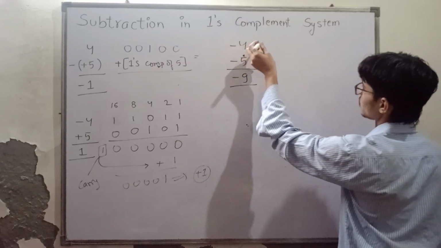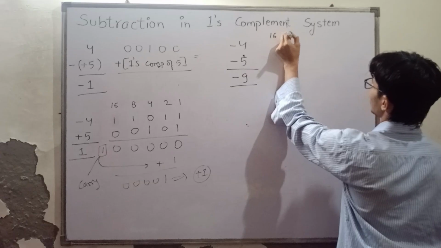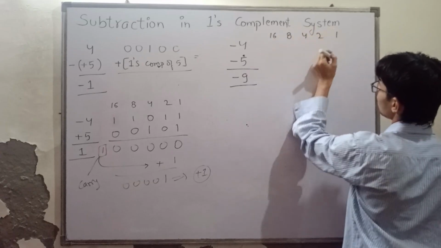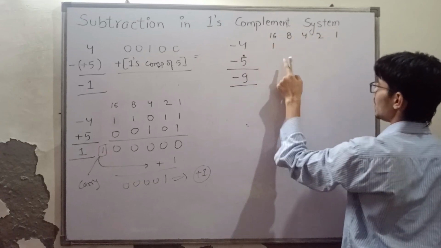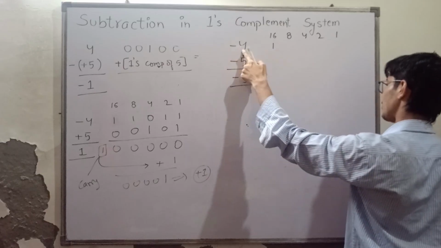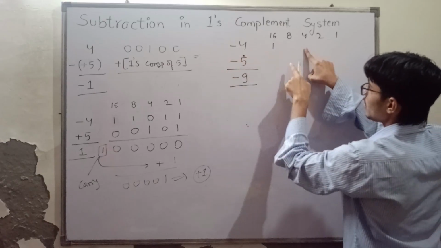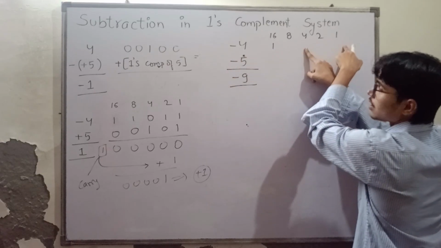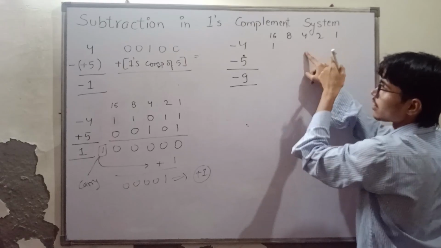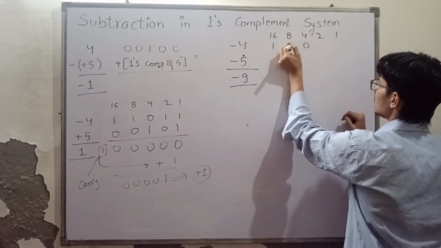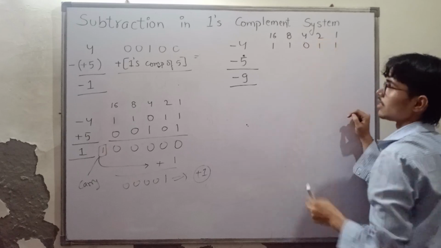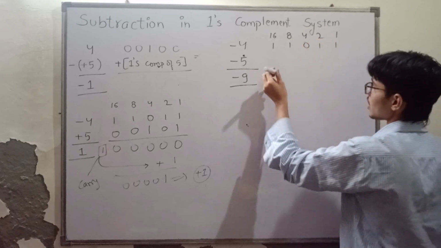How do you represent minus 4? I write here 16, 8, 4, 2, 1. The first bit is for sign. Minus 4, how do you represent? You have to write 0 here and 1, 1, 1. Okay, for minus 5: 1, 1, 1. You know how we are solving this.